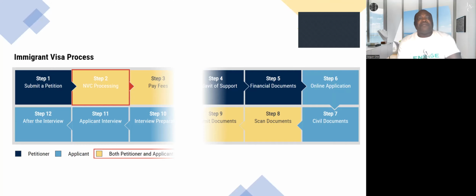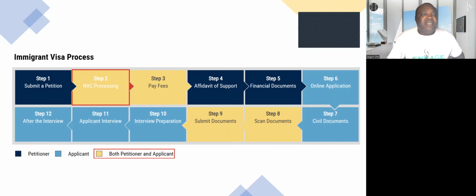So let's move on. What are the processes? Immigrant visa process. Step 1 is submit a petition. Step 2 is NVC processing. What is NVC processing? We call it National Visa Center processing. Step 3 is you pay the fee.